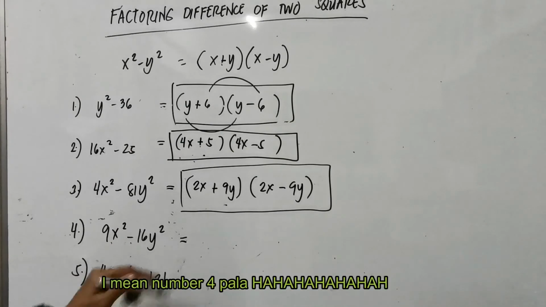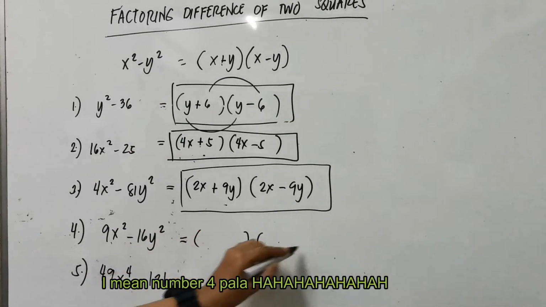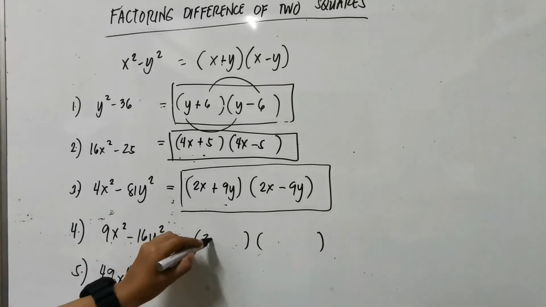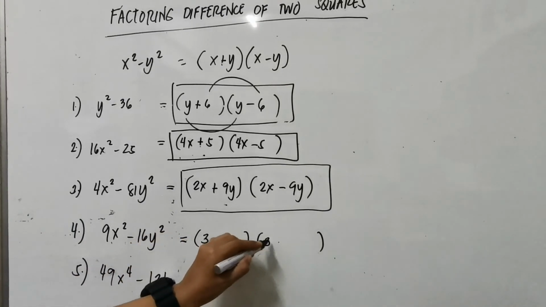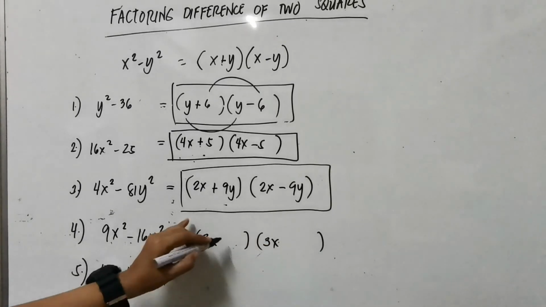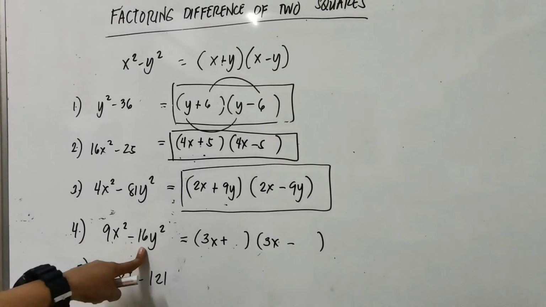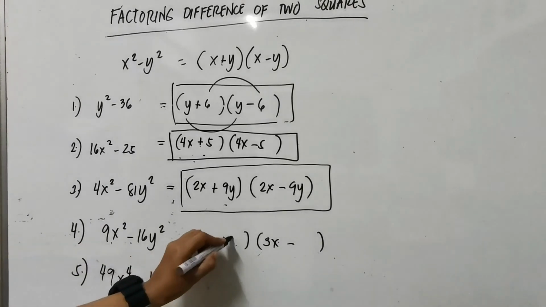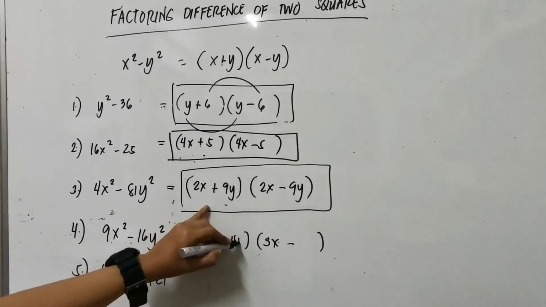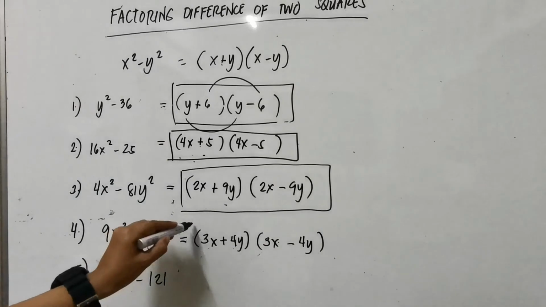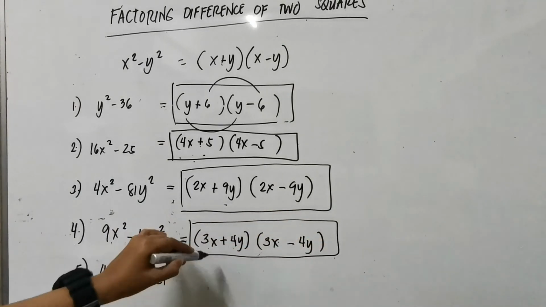For the given in number 3, the square root of 9x squared is 3x. Then, plus and minus. The square root of 16y squared is 4y. Then, this is already the answer.